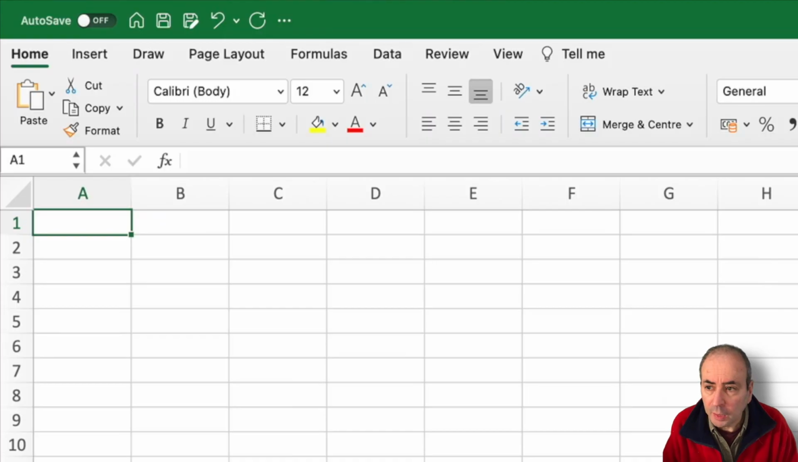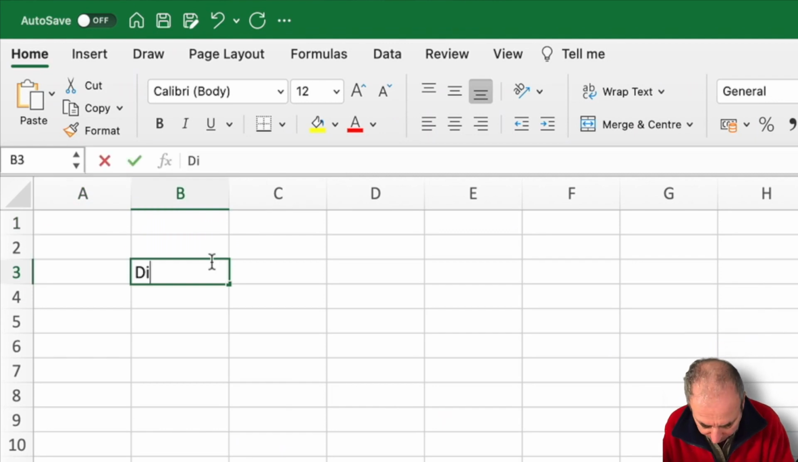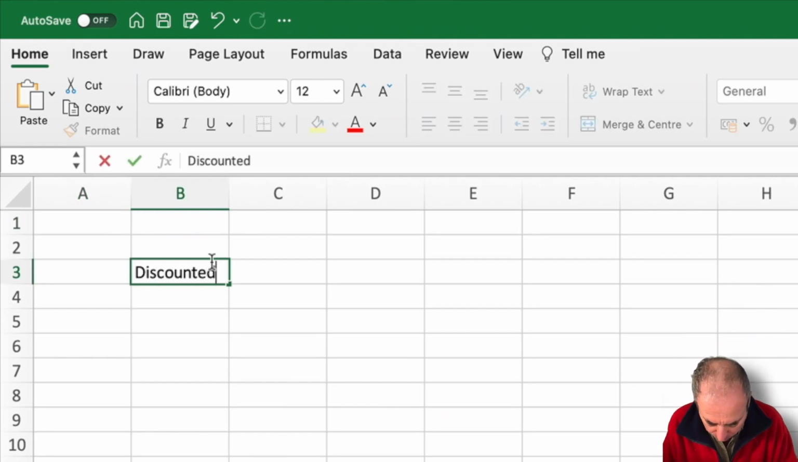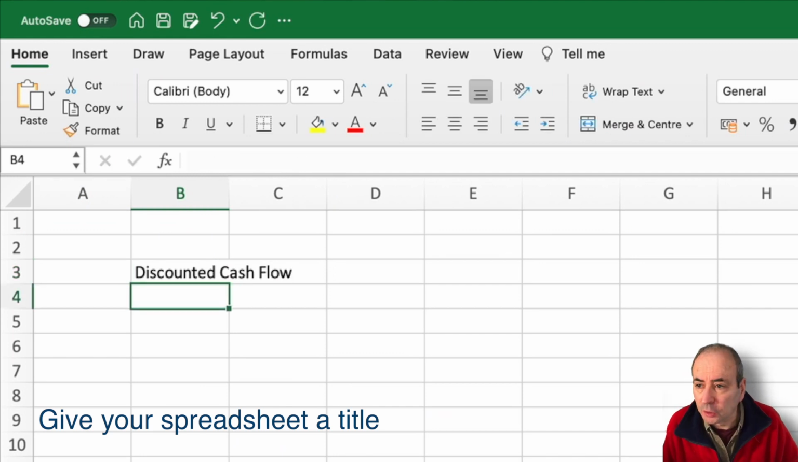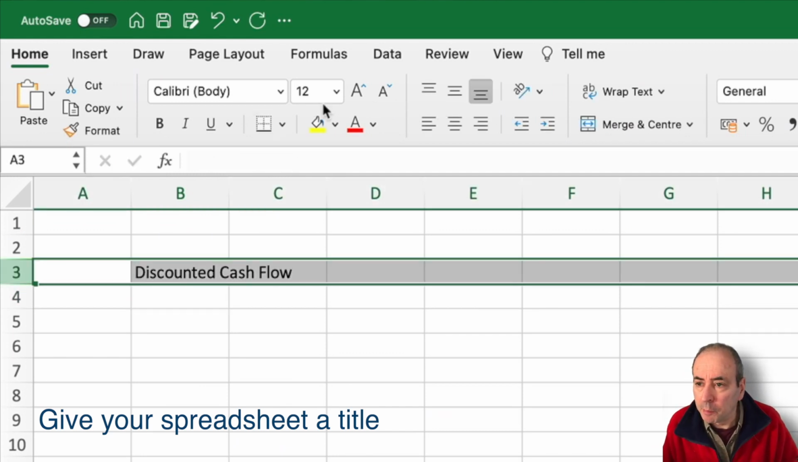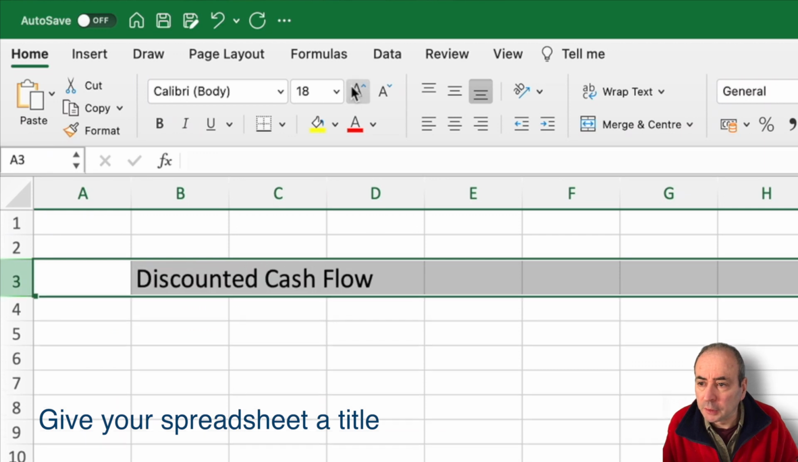So here we are in the Excel spreadsheet, and I'm not going to format things very carefully, but I do want to put a title on my spreadsheet because that's good practice, and we'll do some minimal formatting just to show that it's a title.